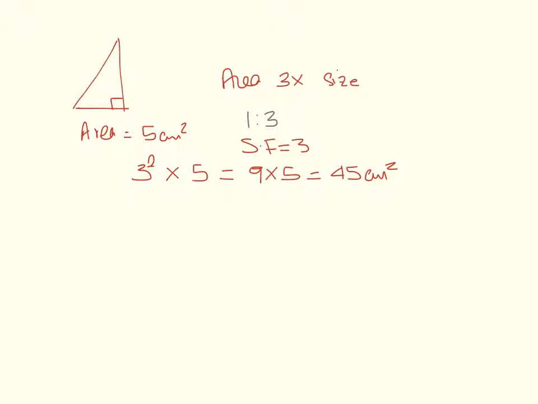Obviously, if you've got the bigger area, let's just say you were already given the 45 and you needed to work your way back to the smaller, you just do the opposite. Rather than multiply by 3 square, you would be dividing by 3 square, okay? Okay, let's move on.